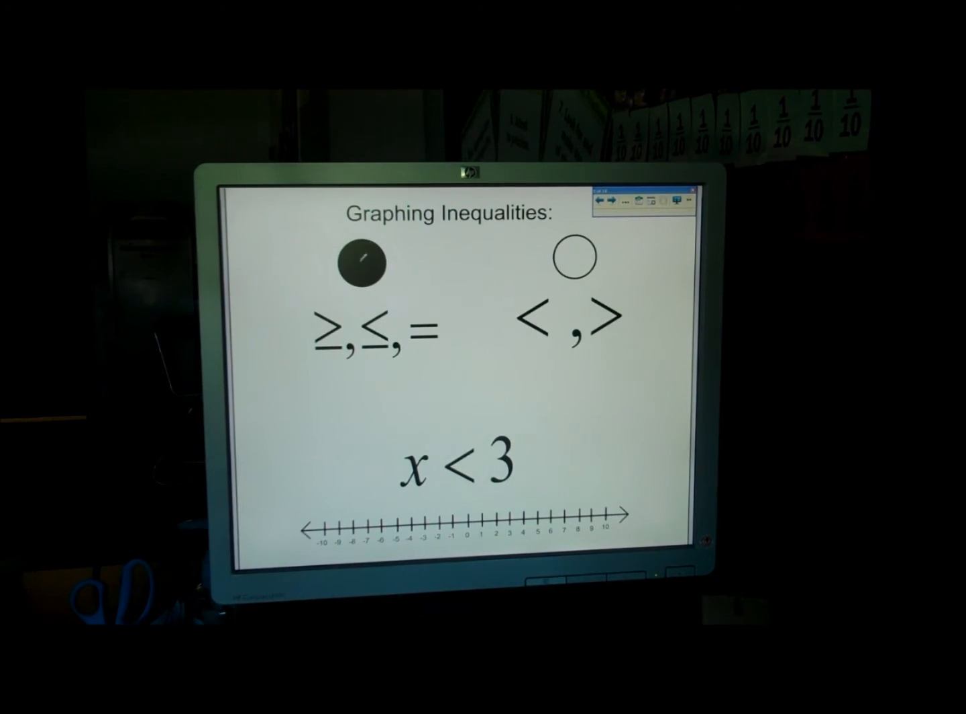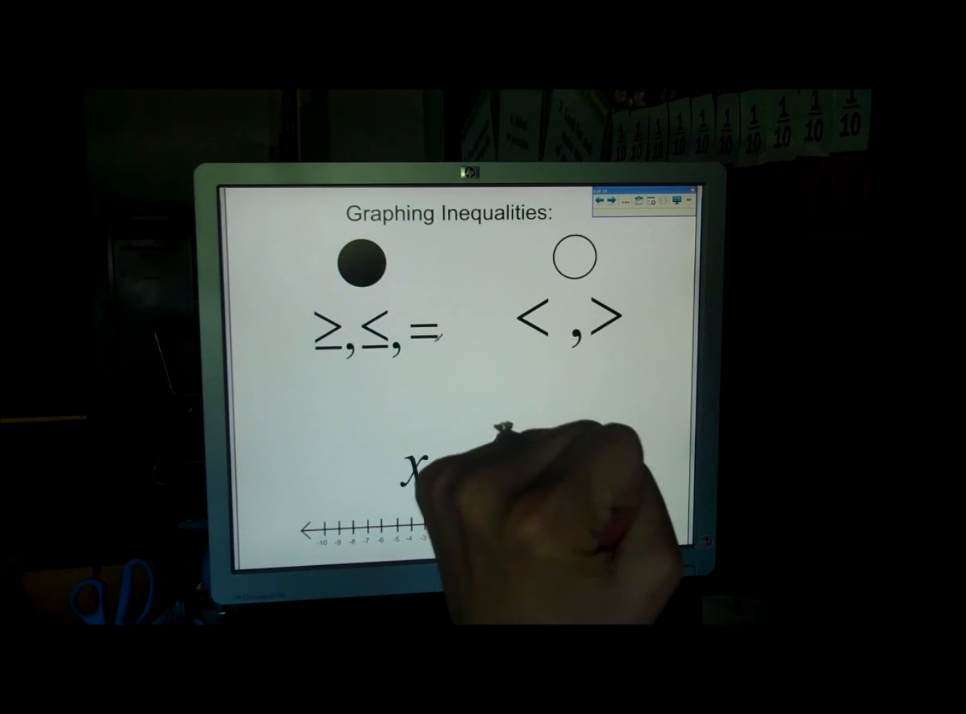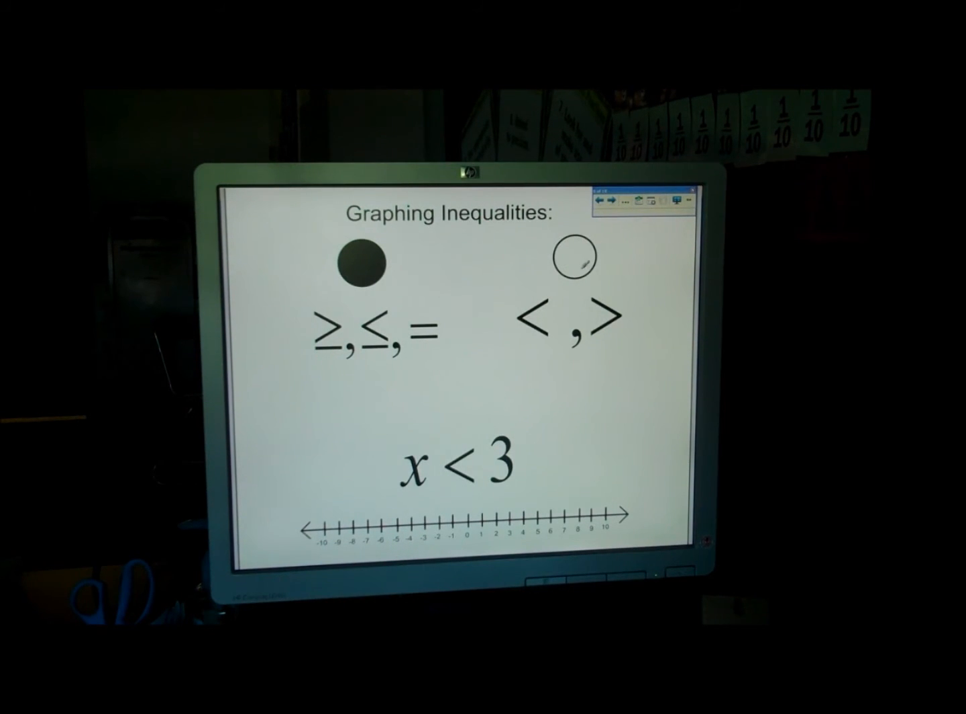Graphing our inequalities. We have two symbols. We use a closed circle and an open circle. A closed circle will be for something that has an equal sign. A greater than or equal to, a less than or equal to, or equal to. It means we want to hold on to that solution. If we have an open circle, that means we're not including this number as a solution. It will not make it true.